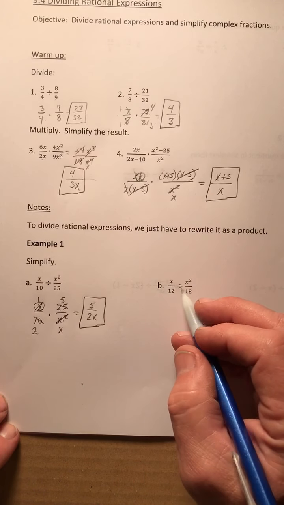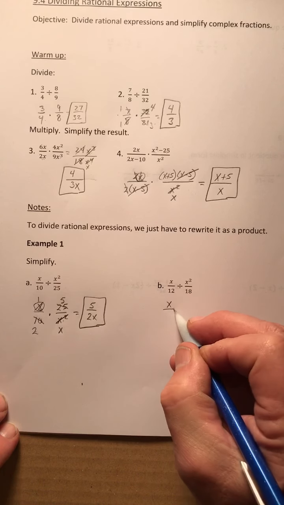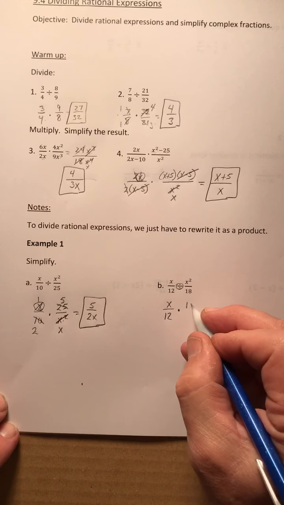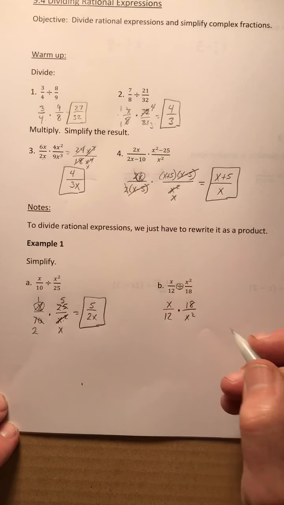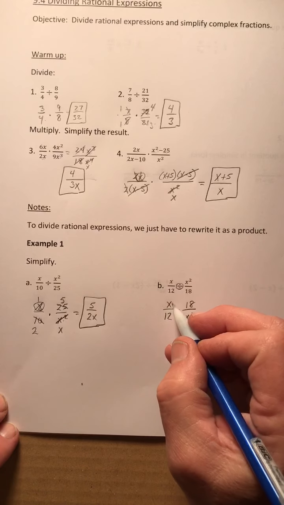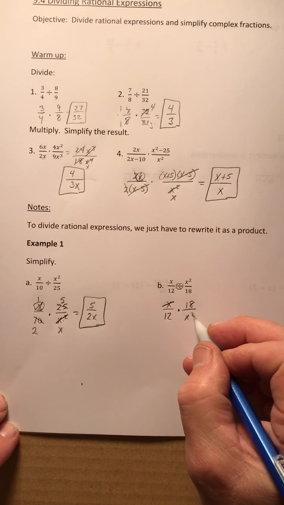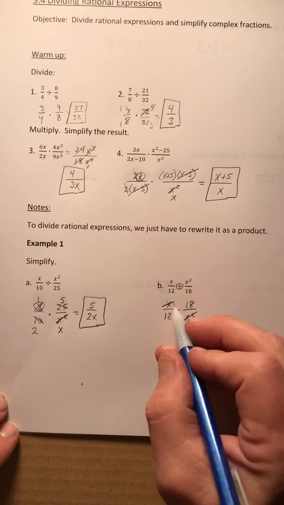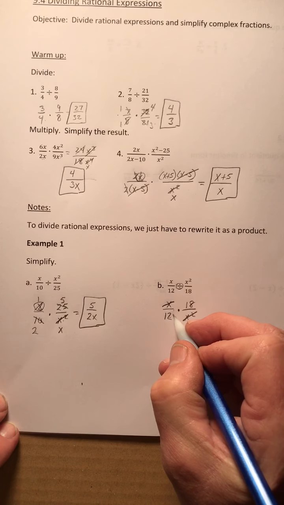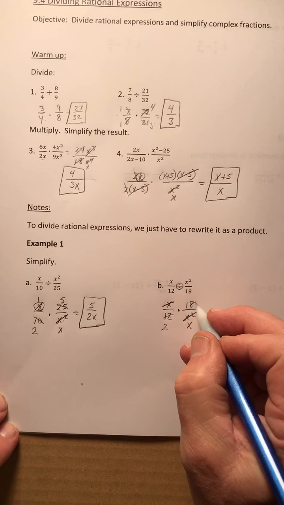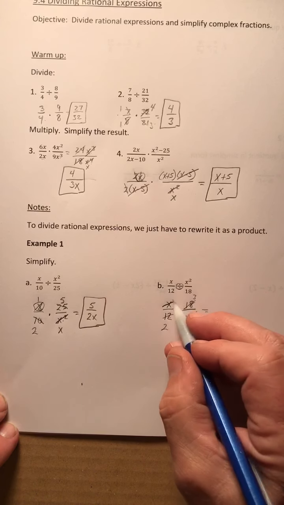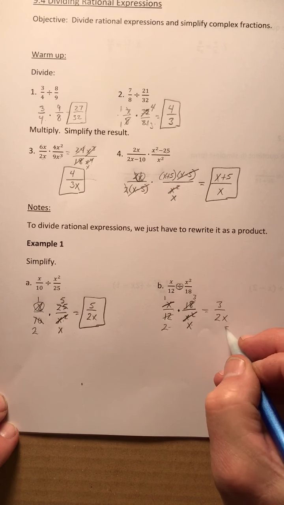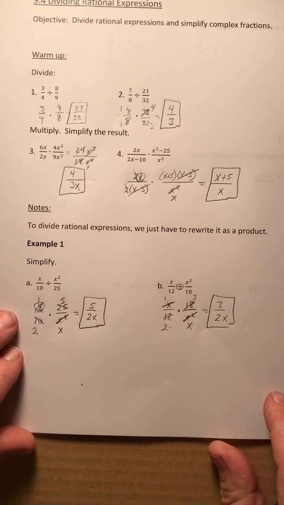All right, B. Again, keep. So we keep it as x over 12. Change that to multiplication, and flip this. So now the 18's on top, and the x squared's on the bottom. And then we can reduce. We have an x in the top, we'll get rid of that one, and we have x squared, so we can get rid of one of those, leaves us with x. 12 and 18 both divisible by 6, so divide 12 by 6, we get a 2. Divide 18 by 6, we get a 3. So now on the top we have a 1 times 3, which is 3. 2 times x is 2x. So we have 3 over 2x.